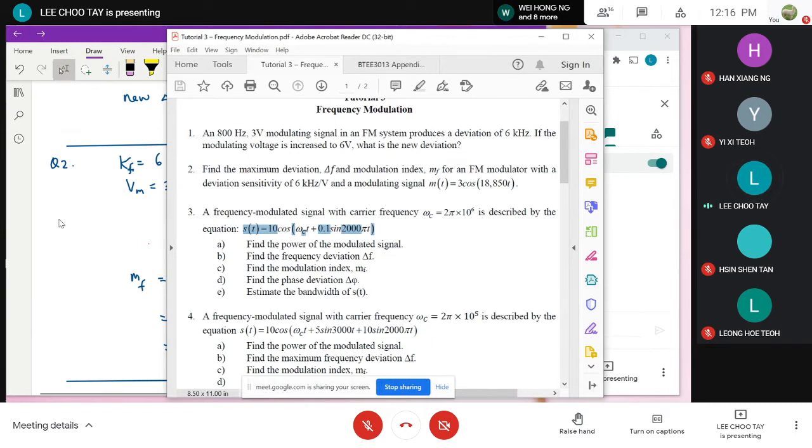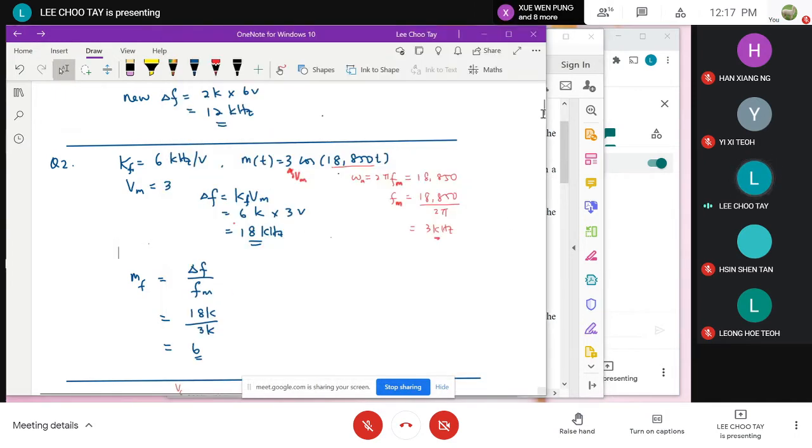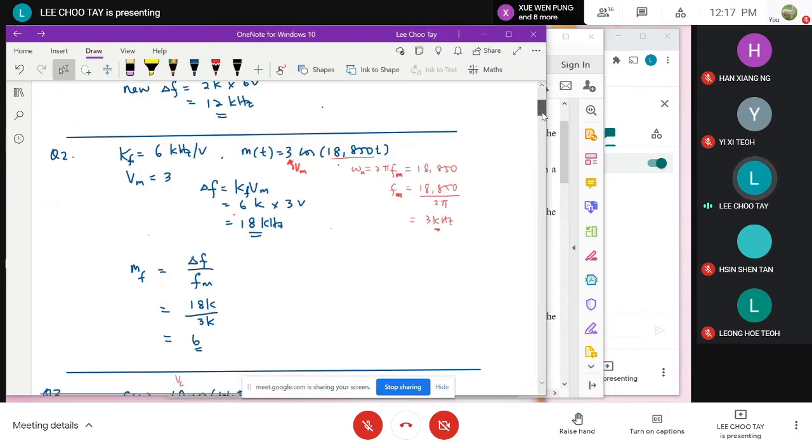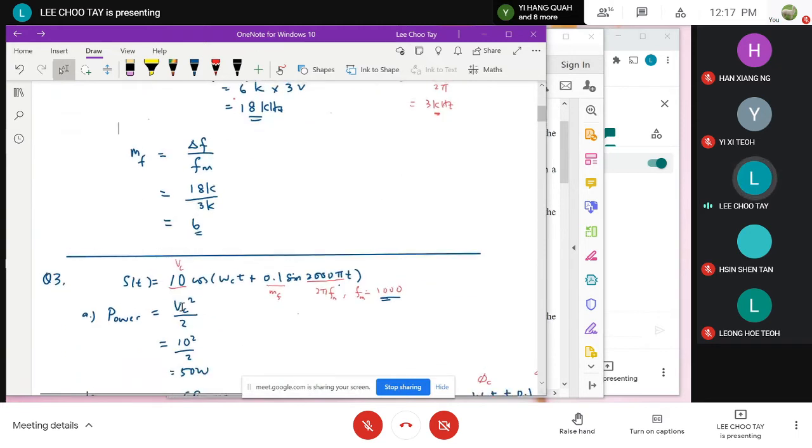To find the power, you may ask, you need R information, isn't it? But R is not given here. As I told you before, if R is not given, always treat R as 1. So to find the power, it becomes very easy. Just an easy equation: it's just Vc square over 2.